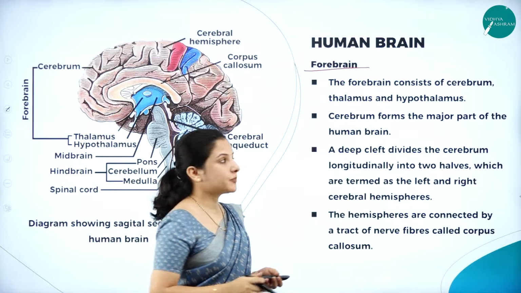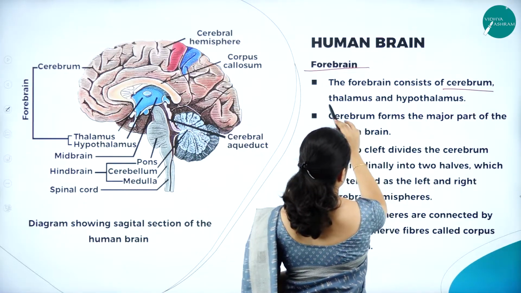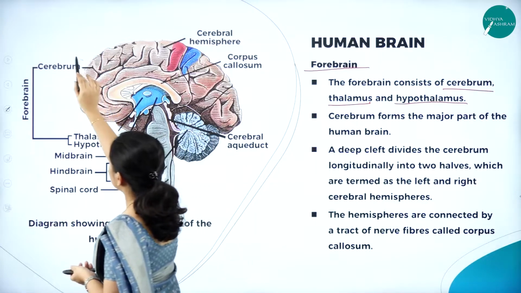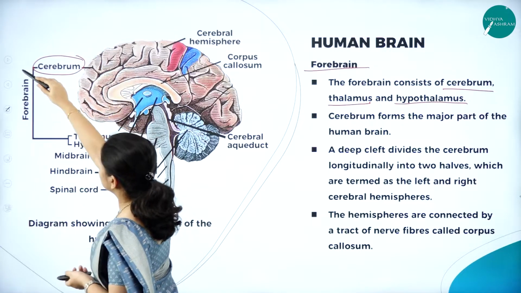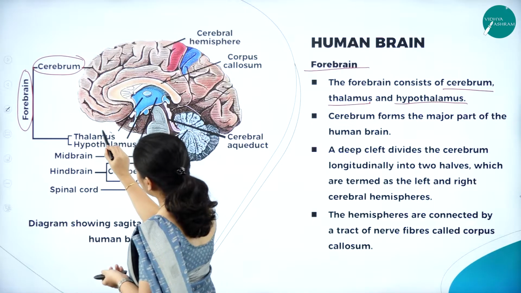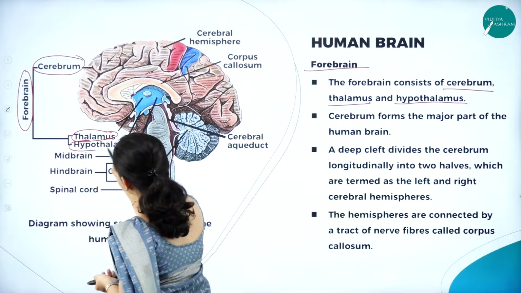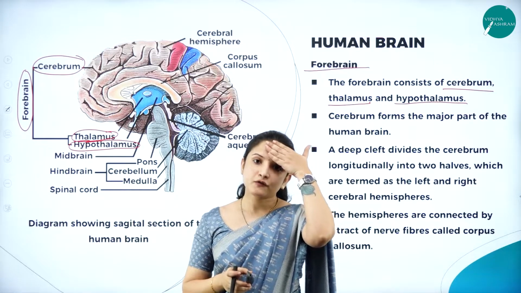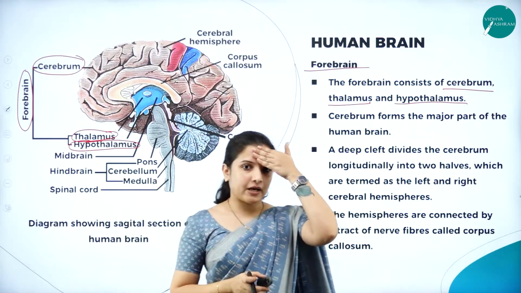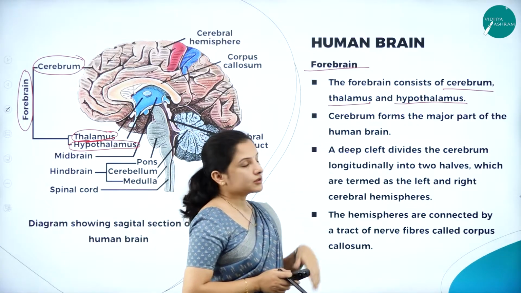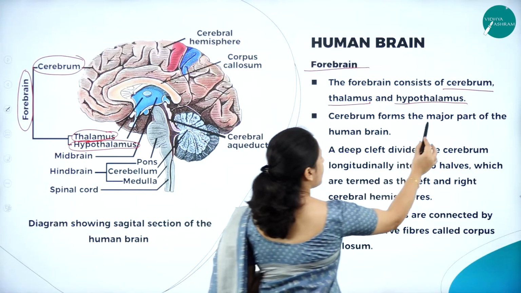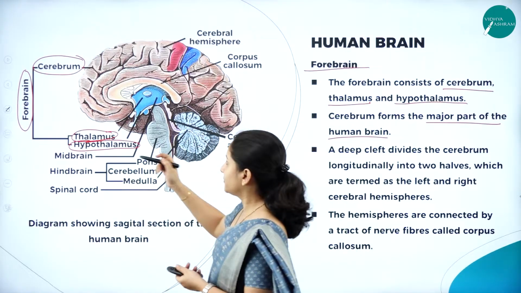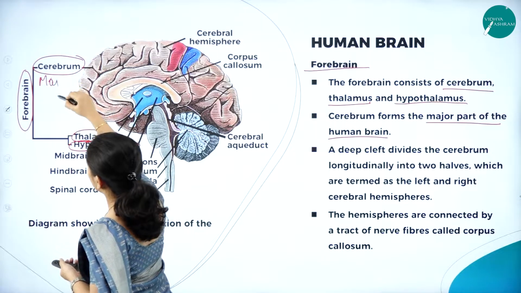The forebrain is made up of the cerebrum, the thalamus, and the hypothalamus. If you can see, it consists of all these folded structures which are called the cerebrum, then we have the thalamus and the hypothalamus. These three parts are present in the forebrain, the front part here. The cerebrum is the one that forms the major part of the human brain. Among all the parts of the human brain, the cerebrum forms the major part.